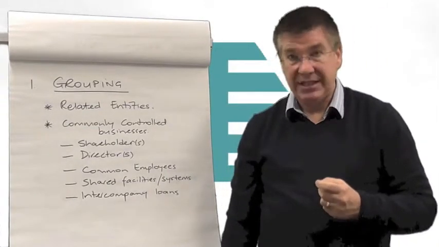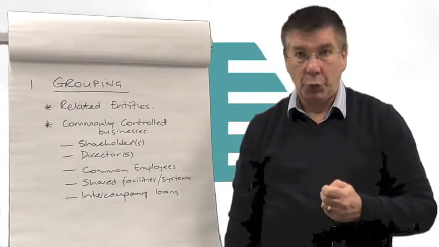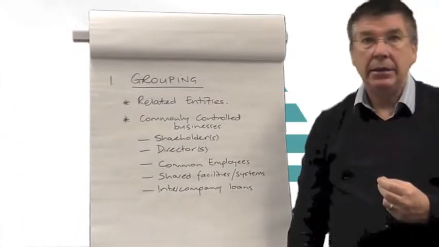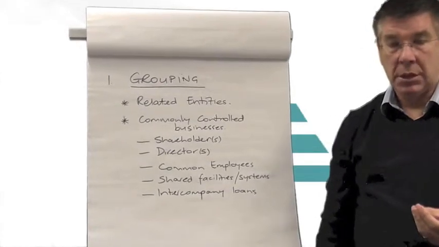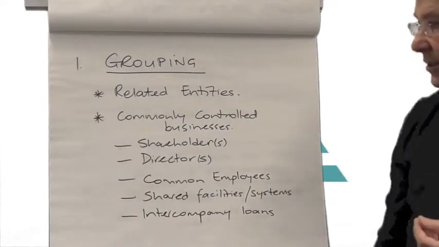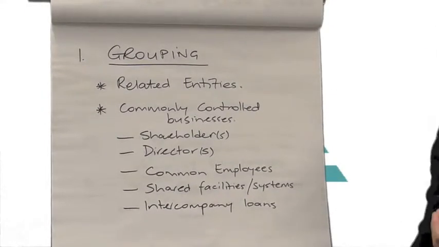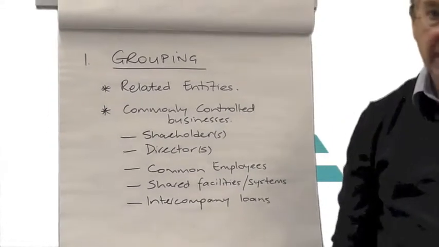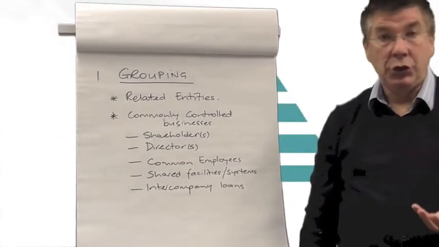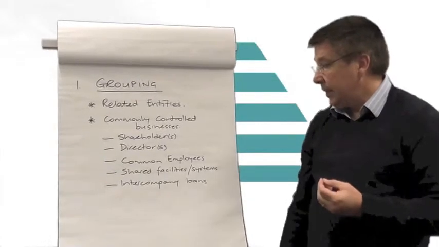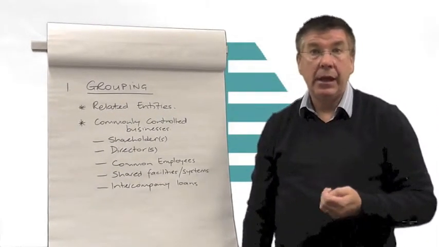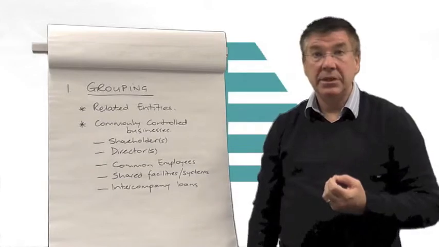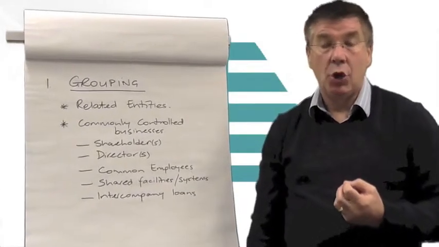Also, commonly controlled businesses are classified as a group, and commonly controlled businesses can be defined as where you have a controlling shareholder or shareholders, a controlling director or directors, common employees, shared facilities and systems. In other words, you have a number of businesses operating out of the one location and utilising the same computer systems, and where you have intercompany loans in accounts. So it looks, for all intents and purposes, from the financial statements that the businesses are commonly controlled.